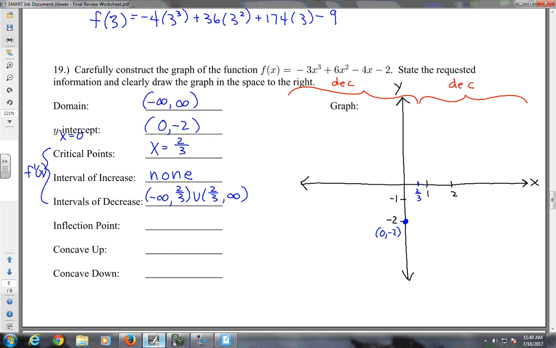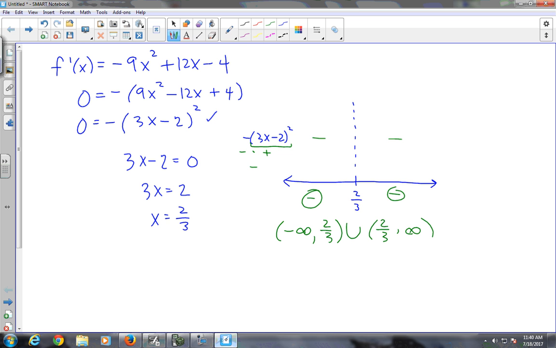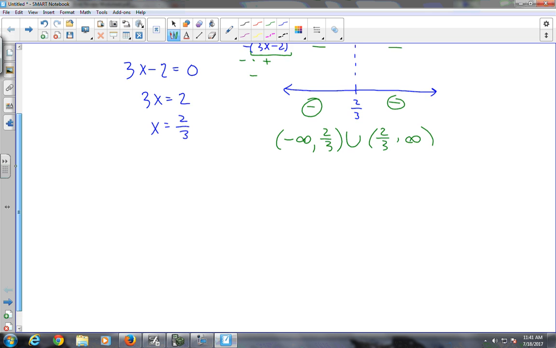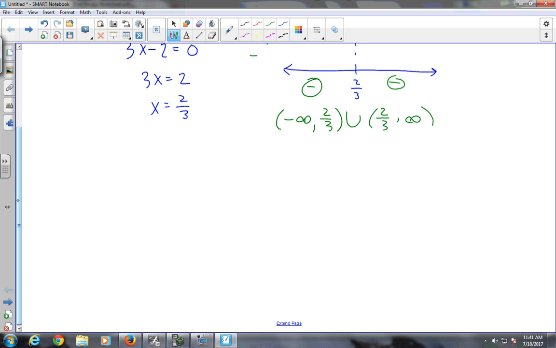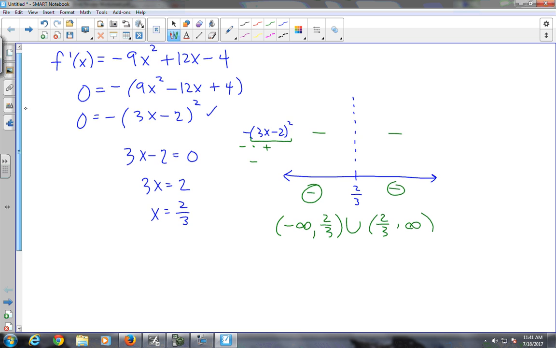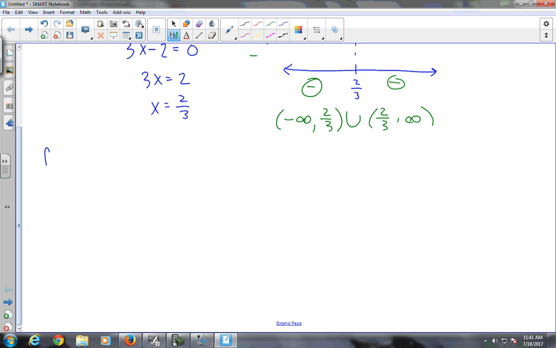Next, it's asking us for inflection points and concavity. This information comes from our second derivative. Again, this is a great problem because it helps you understand when I am using the first derivative and when I am using the second derivative. You'll find the process here is the same. I'm just using a different derivative. So if our first derivative was negative 9x squared plus 12x minus 4, our second derivative is negative 18x plus 12.